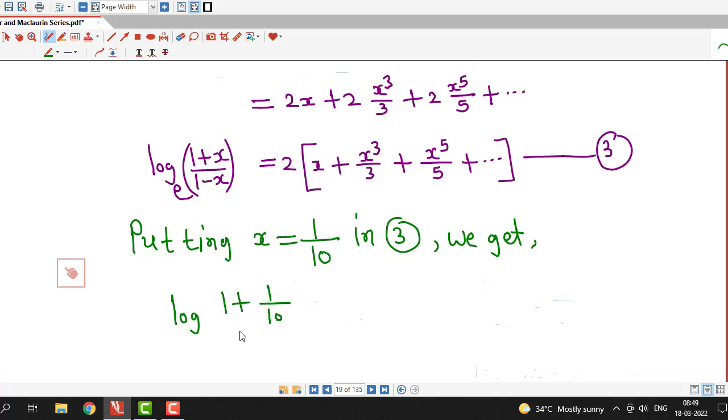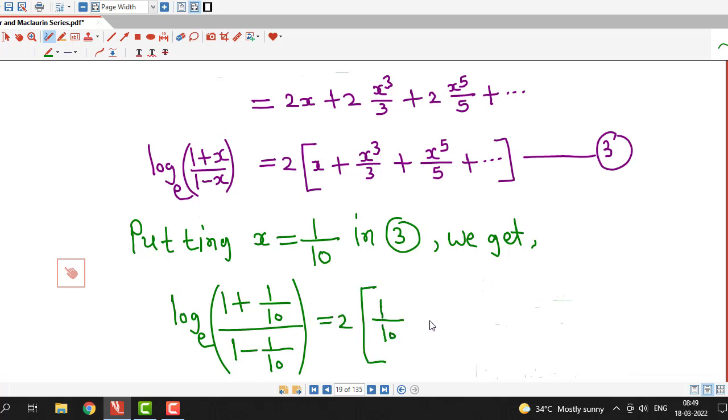log of 1 plus 1 by 10 divided by 1 minus 1 by 10 to the base e. This is equal to 2 times, x is replaced by 1 by 10, so here we have 1 by 10 plus 1 by 3 times 1 by 10 to the power 3 plus 1 by 5 times 1 by 10 to the power 5, and so on.